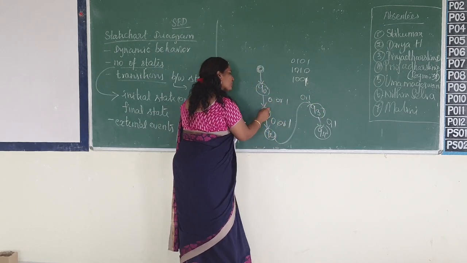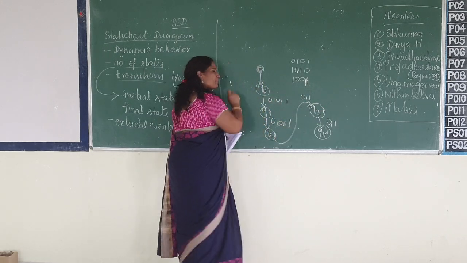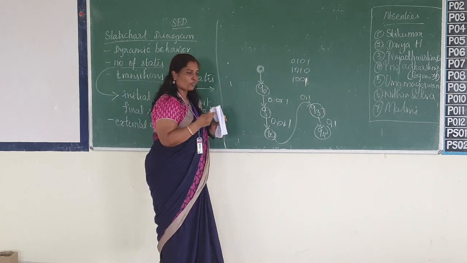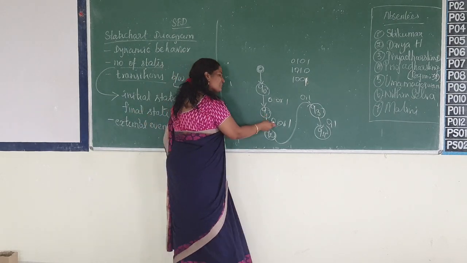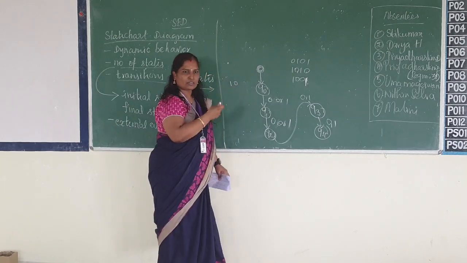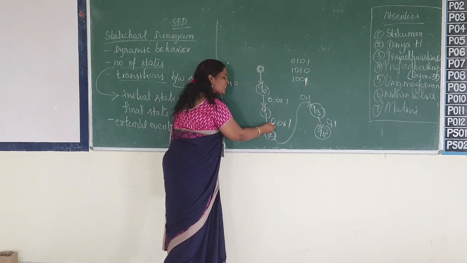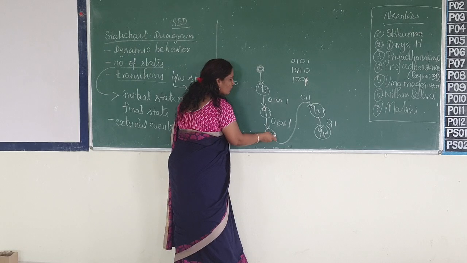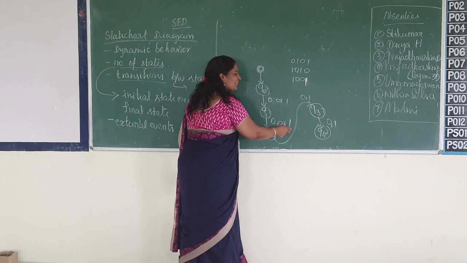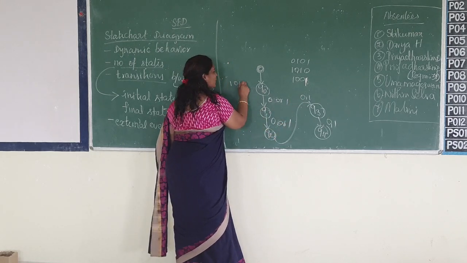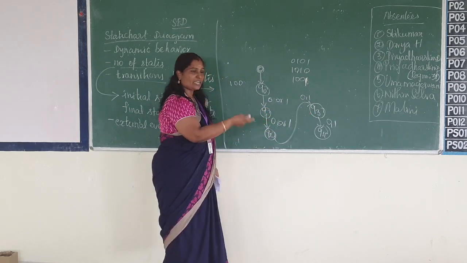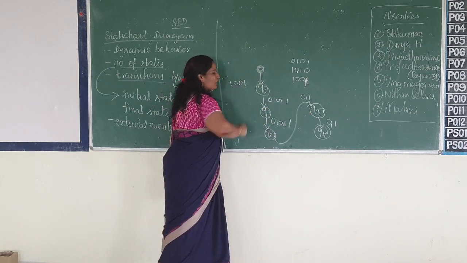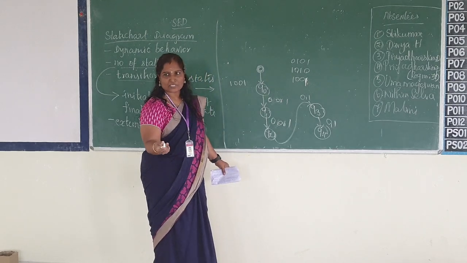Suppose from Q0 it has received the number 1. So carrying 1, it moves to the Q1 state. At Q1 it has received 0. It is my example only. It has received 0, so it has moved to Q2. When it is in Q2, it again receives 0. Fine, it goes to Q3. When it is in Q3, it receives 1. Yes, it is also an accepted input.